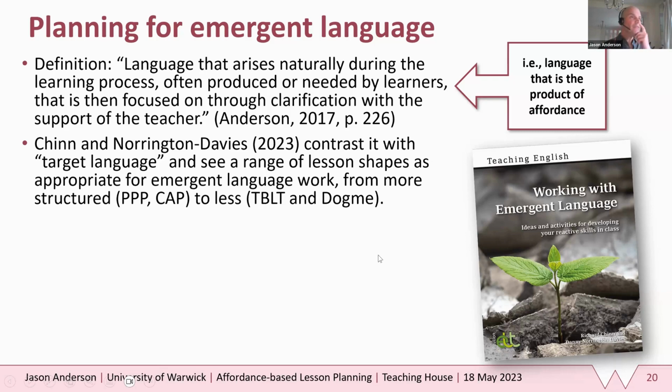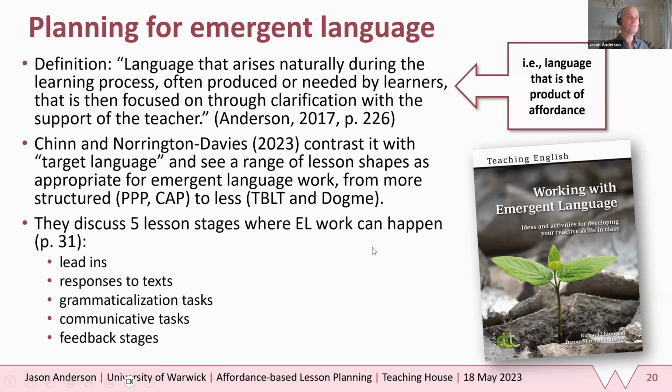So there we go. In Richard and Danny's book, they also discuss five lesson stages where emergent language work can happen. The lead into the lesson, again, Bobby was mentioning this, responses to texts, grammaticalization tasks, something which Danny Norrington-Davis also discusses in his other book. Sorry, these are two very good books, I have to mention them. And communicative tasks and feedback stages, they can happen in all of these lesson stages.